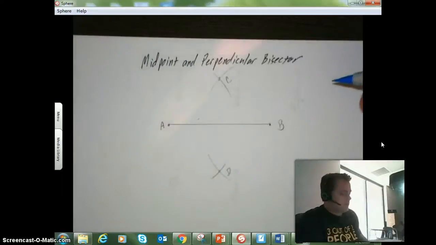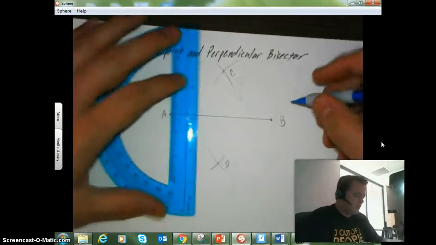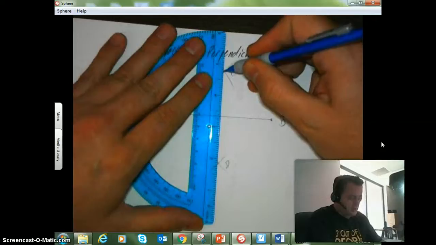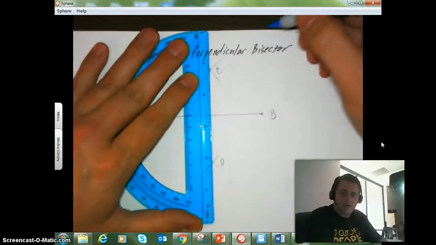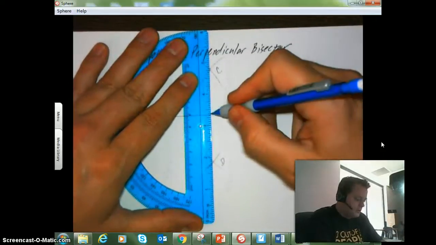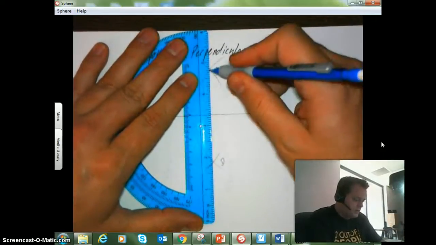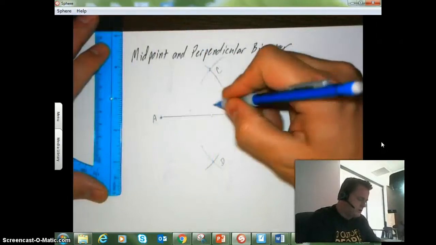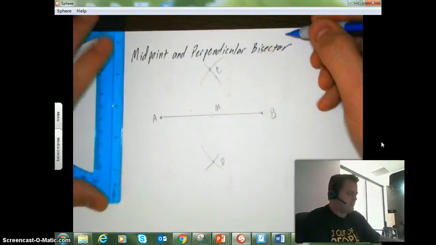So the midpoint, where is it located? Well, if I take my straight edge and line up points C and D, then when I come down here with my pencil, that point right there should be the midpoint, which I will call point M.